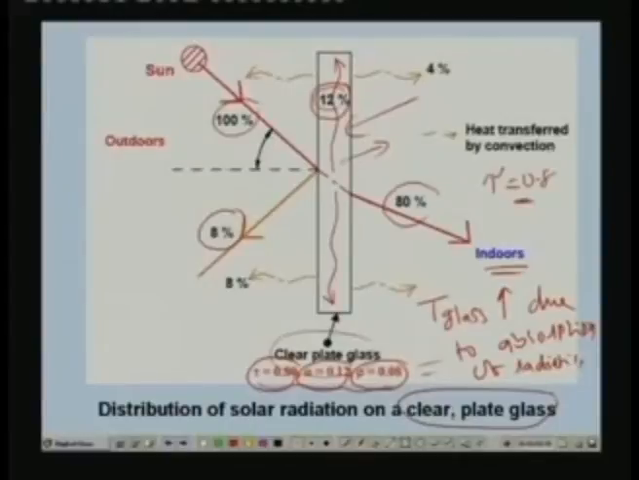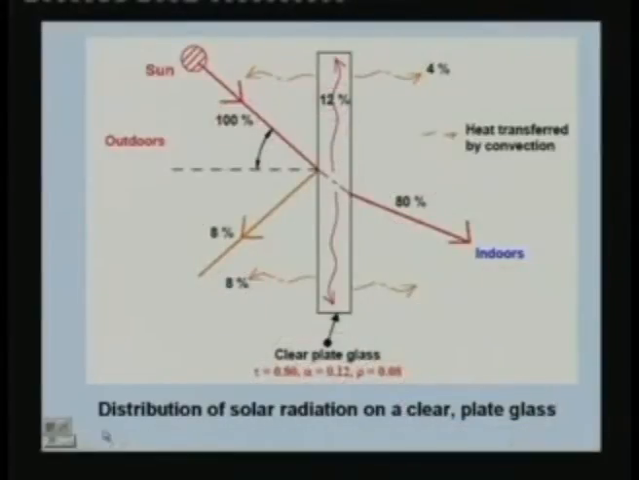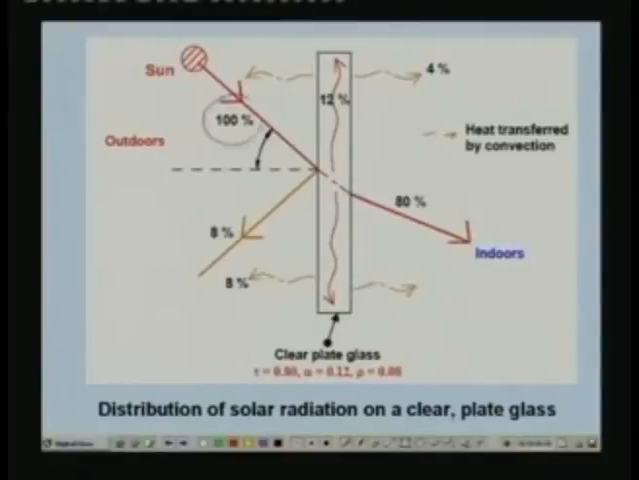Once the glass temperature increases, it rejects some heat by convection to the outside, and some part of it is rejected to the indoors. For example, typical values are this particular glass will reject about 8% to the outside and about 4% to the indoors. So finally you see that out of the 100% solar radiation incident on the surface, 80% plus 4%, that is 84%, is transmitted to the building or to the indoors, while 16% is transmitted to the outside. This is for a clear plate glass, and these values will be different for different types of glasses.